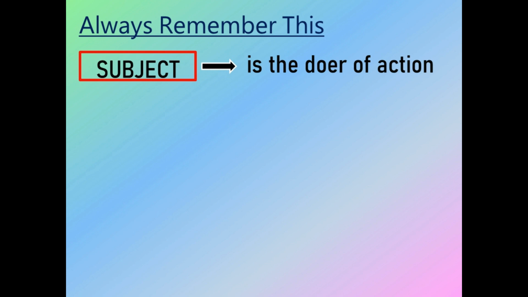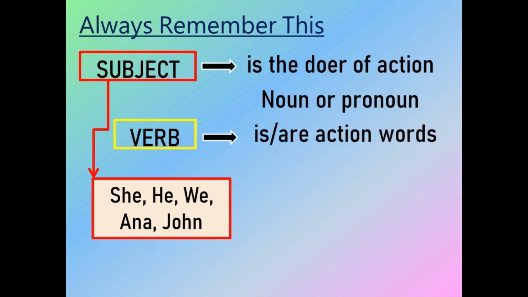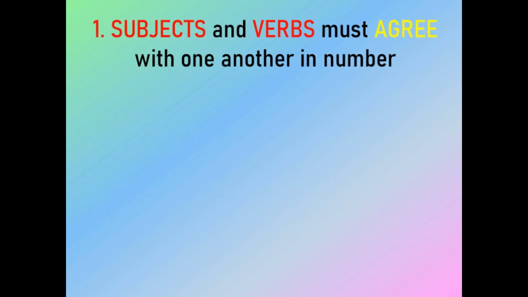Always remember, mga ka-share, that the subject is the doer of action. It can either be a noun or pronoun. Examples: she, he, we, Anna, John. A verb is an action word. Examples: walk, run, kick, dance. Now let's start with the first subject-verb agreement rule.